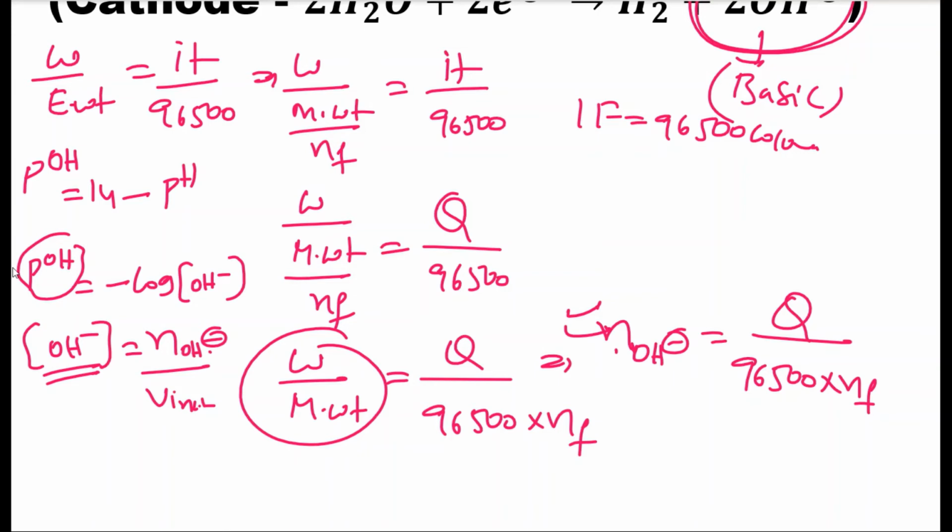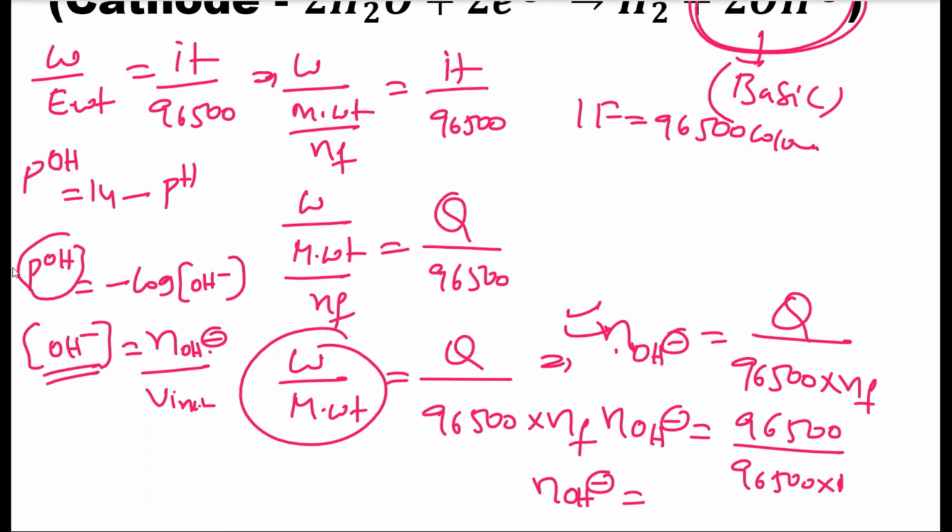Then what is that? Number of moles of OH minus is equal to, what is given? Q is already given, 1 Faraday. 1 Faraday means 96,500 by 96,500 into OH minus N factor is 1. So OH minus N factor is 1 only. Here the number of moles of OH minus is equal to 1.